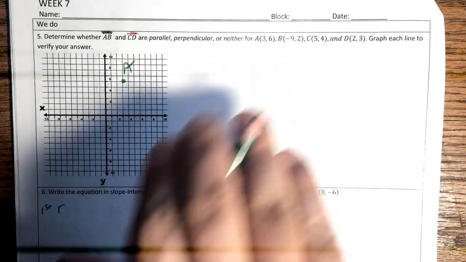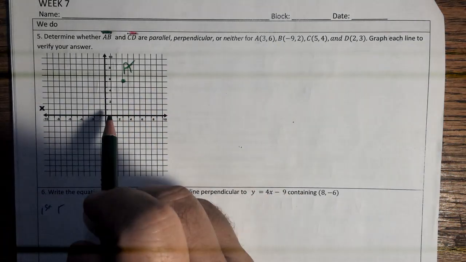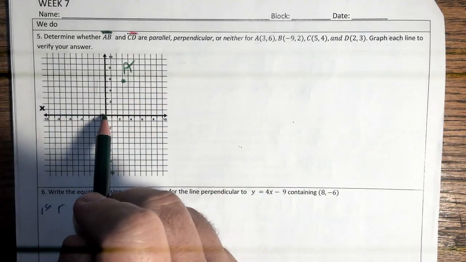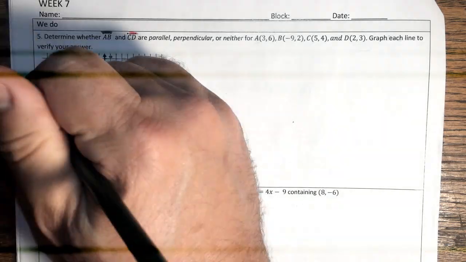All right, B has negative 9. And if you guys are having trouble graphing or plotting your points, so your x is negative 9, so x is this way. So we're going to go negative 9, and then y is 2, so we go up 2. This is B.